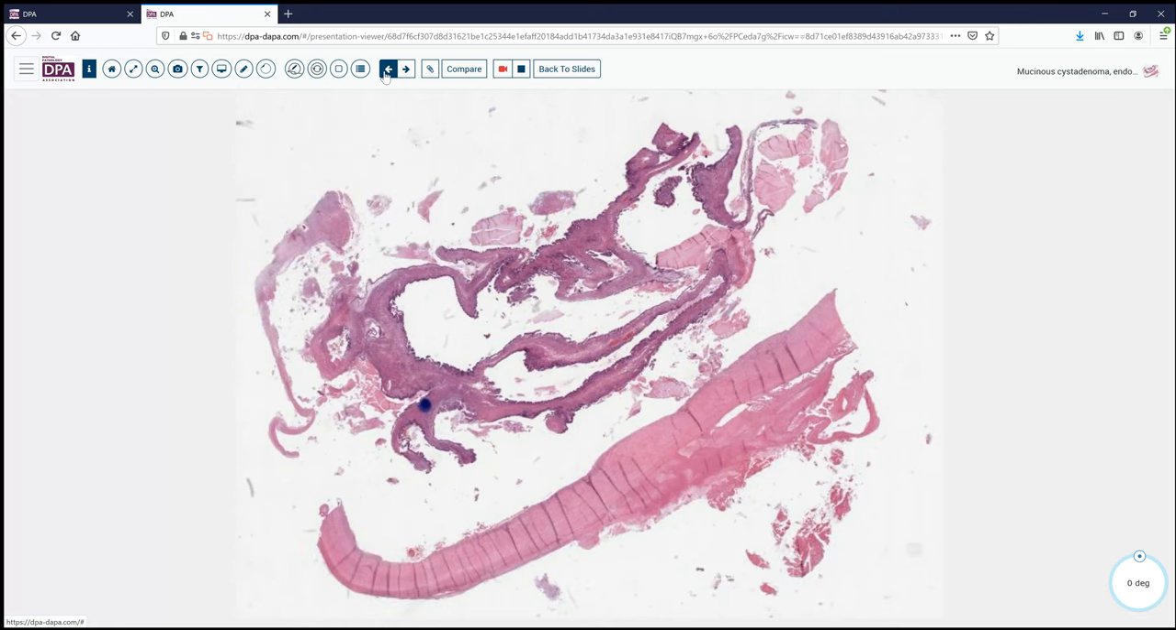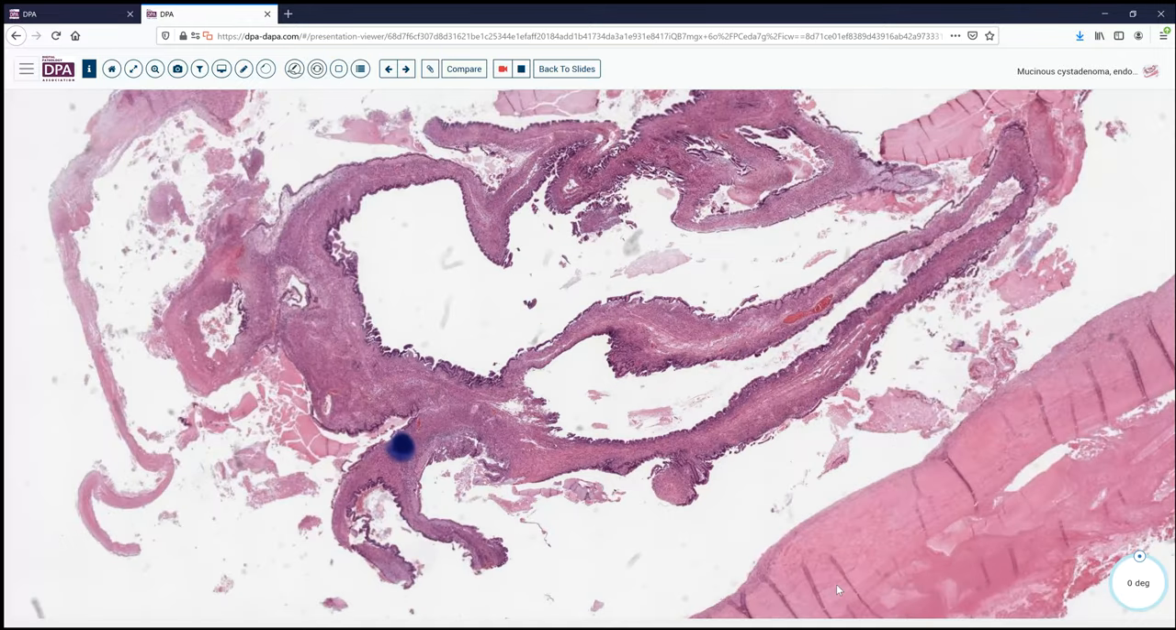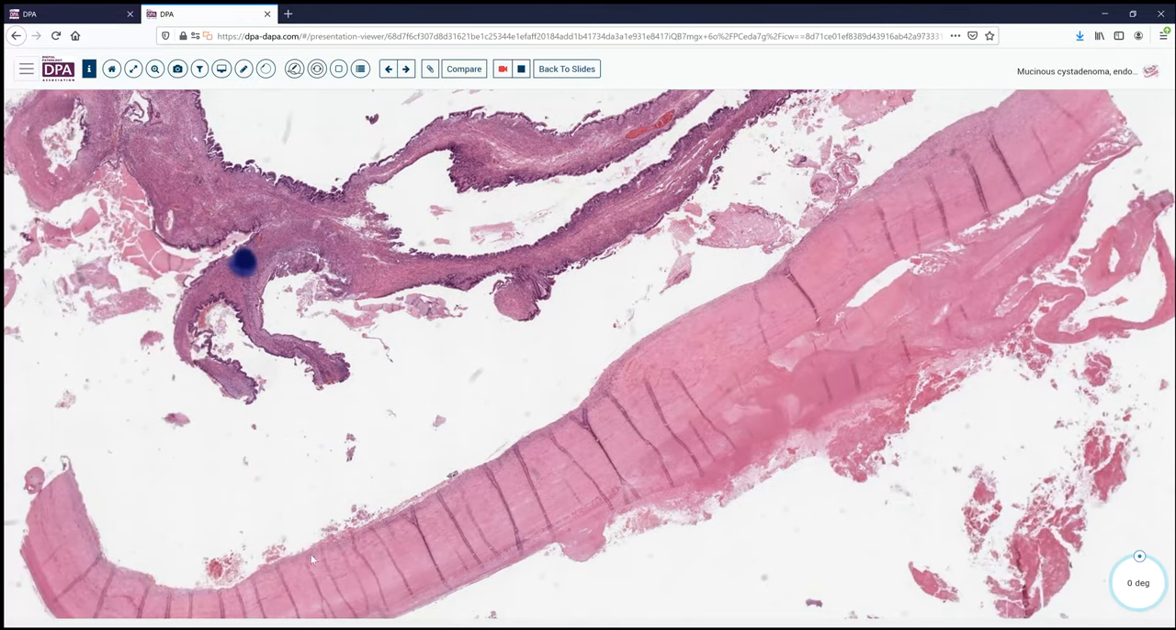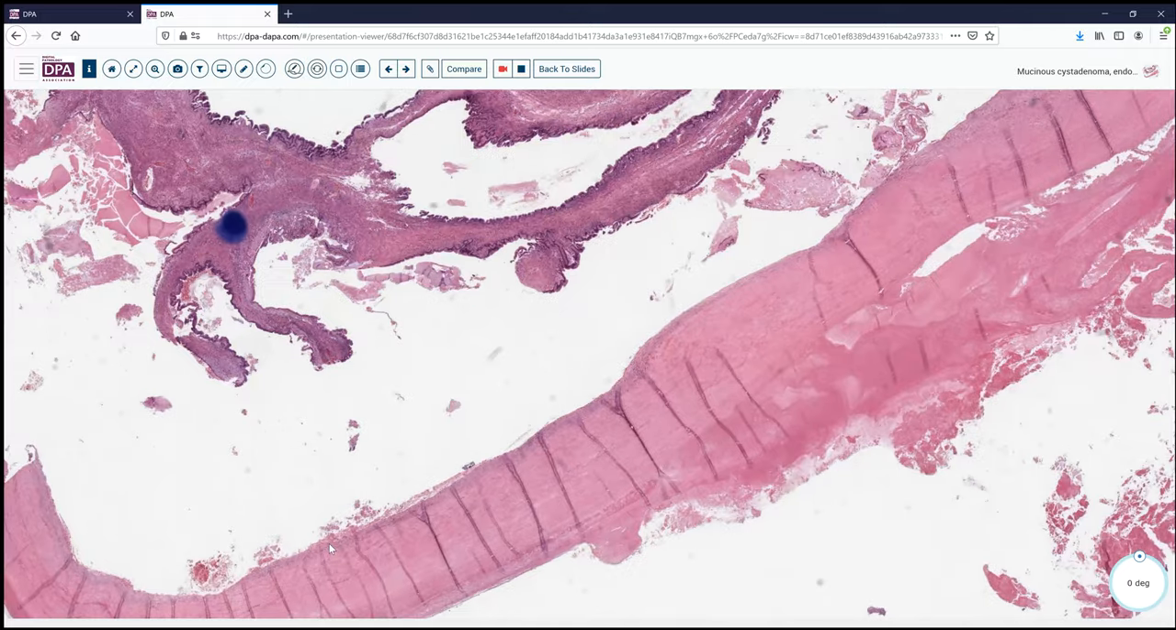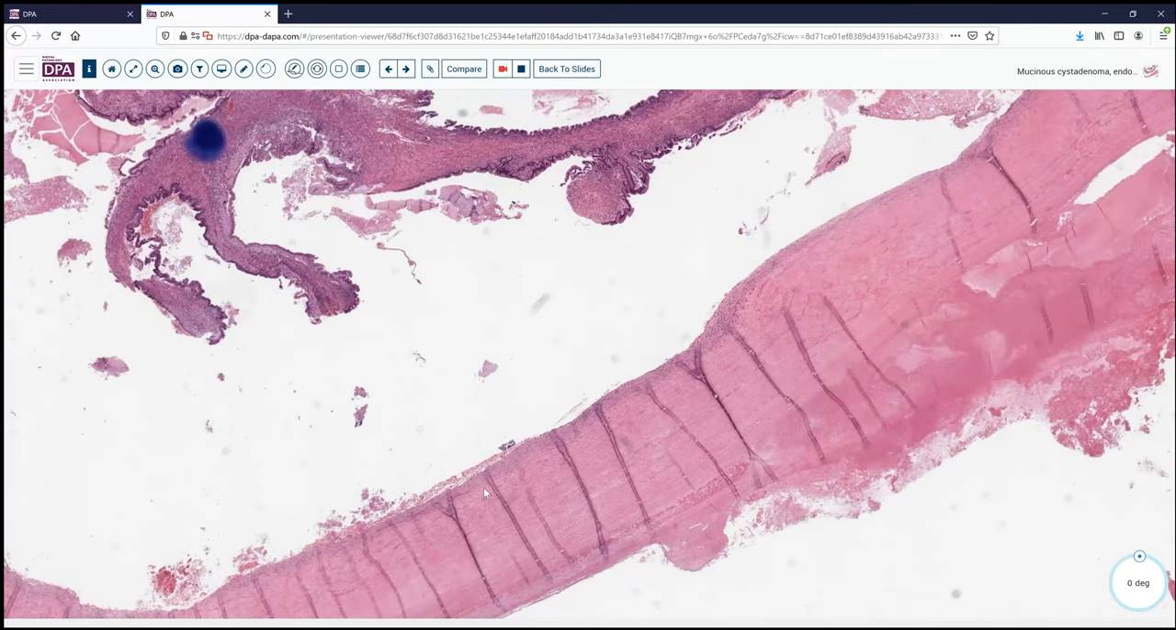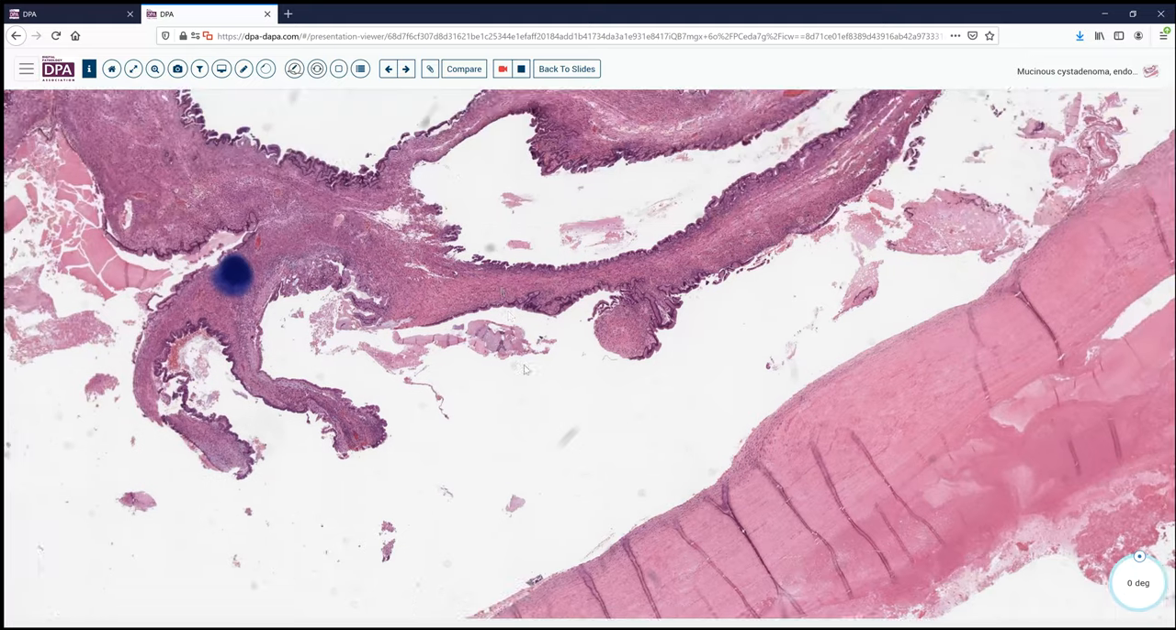So let's begin with the benign end of the spectrum. Here, as we can see, we have two sections, one a very fibrous wall, one a more cellular fragment of tissue with some cystic spaces. Nothing much out here in the wall. Maybe occasionally you can have remnants of endometriosis or other benign cystic lesions.